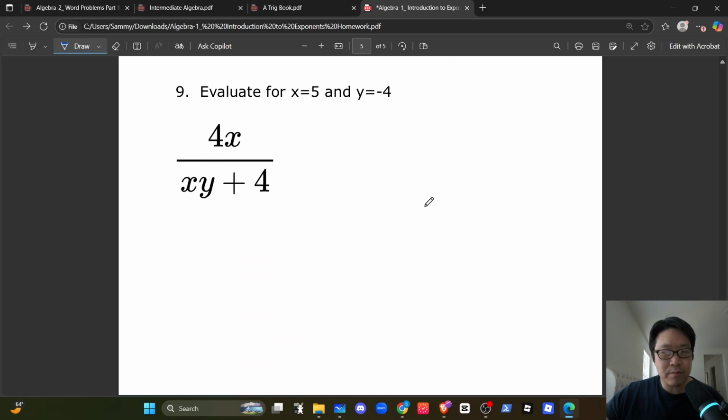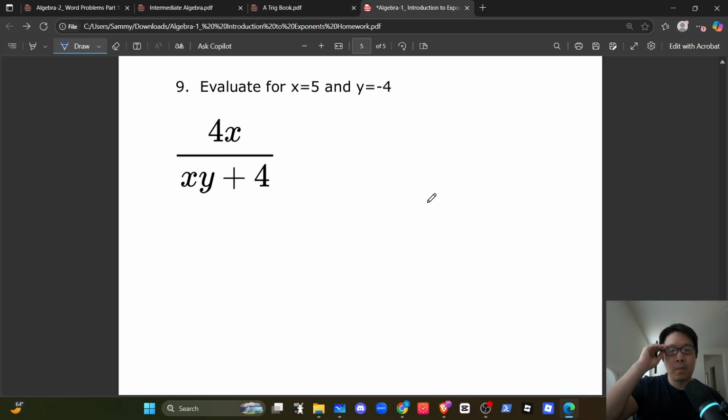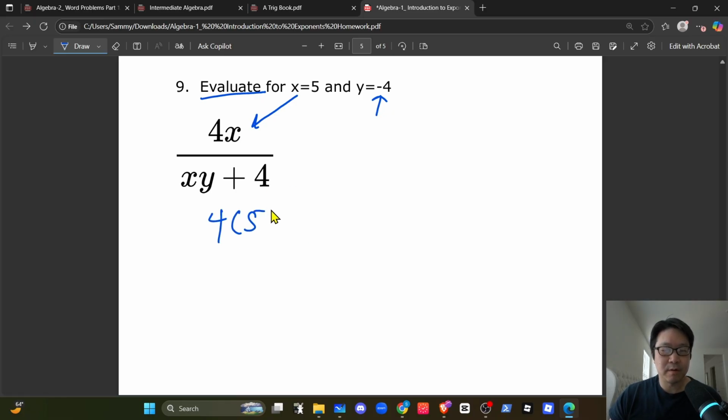And number 9, it's telling us to evaluate. So all you're going to do is plug in 5 for x and -4 for y. So 4 times 5 for your numerator, and then your denominator is going to be 5 times -4 plus 4.